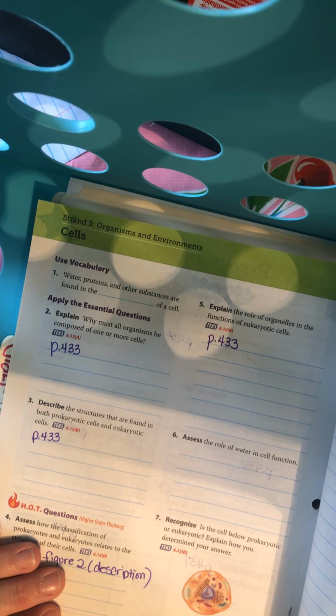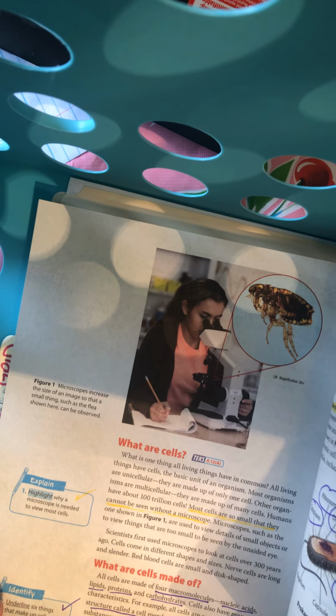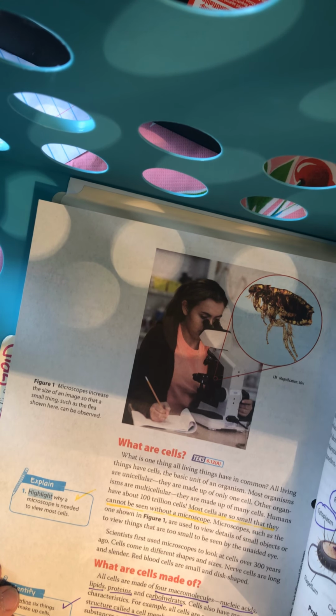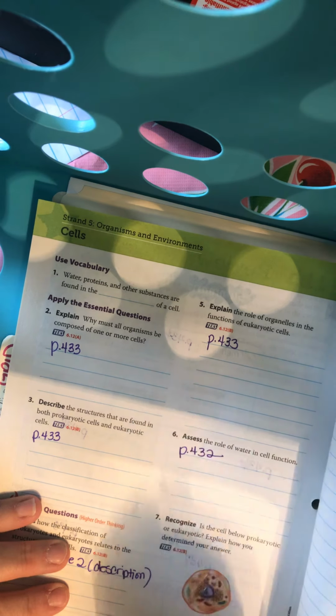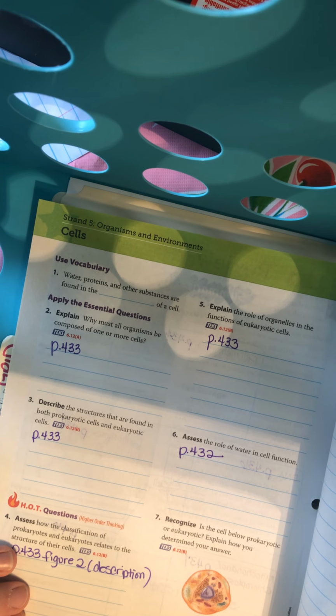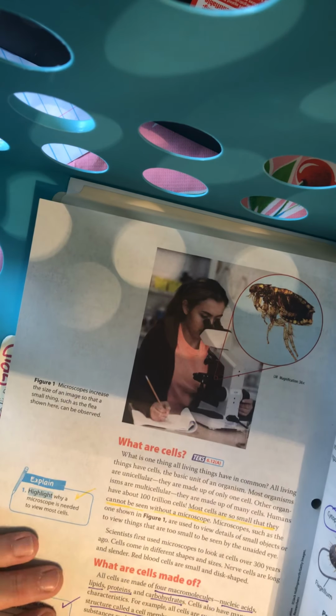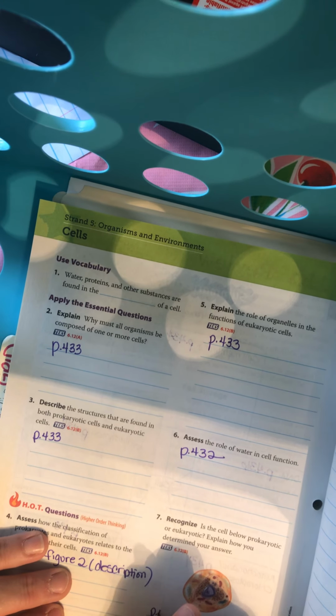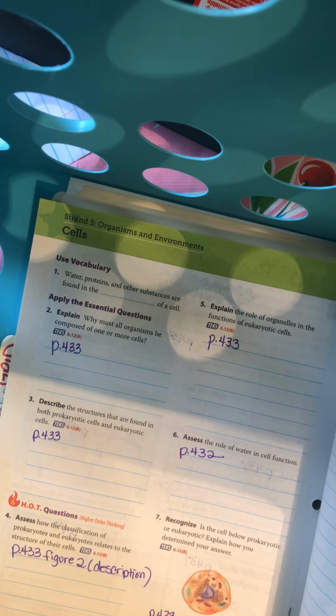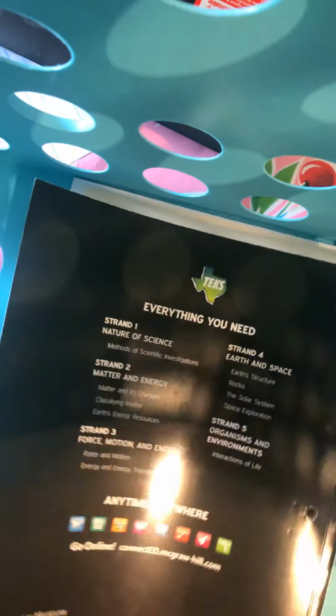Assess the role of water in cell function, and that is going to be page 432. Recognize, is the cell below prokaryotic or eukaryotic? Explain how you determine your answer. So they've got pictures right here. Which one is it? Page 433. All right, so we have finished activity 1, or choice 1, for science, week 6. All right.